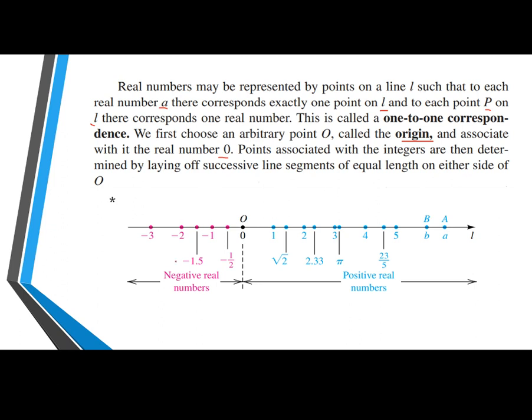Okay. So the real numbers, these are the values here. These are real numbers, which may be represented by points on a line L. This is our line L, with an arrow. Such that to each real number A, this could be real number A, there corresponds exactly one point on line L, to each point P on L.